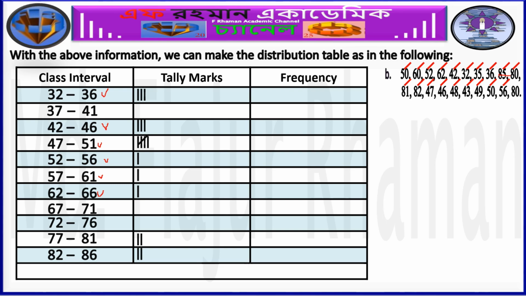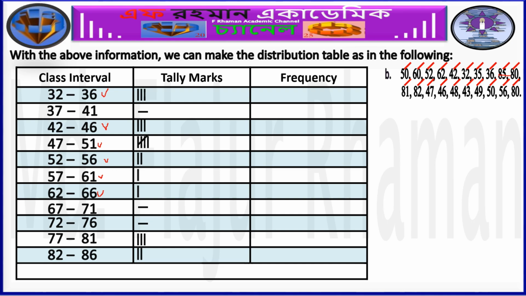56 is in the class interval 52 to 56. That's why another tally mark is drawn here. 80 is in the class interval 77 to 81. That's why another tally mark is drawn here. Since there is no data in the class intervals 37 to 41, 67 to 71, and 72 to 76, we should write dashes there.